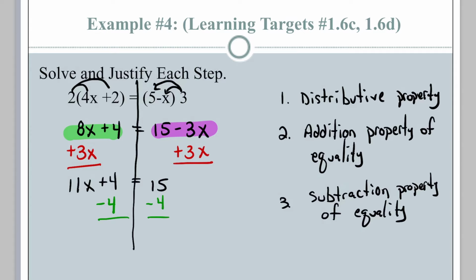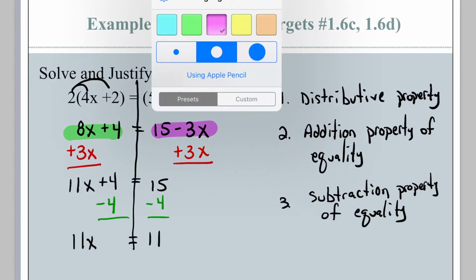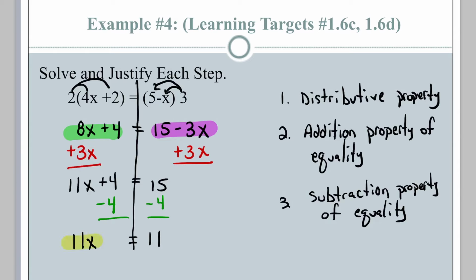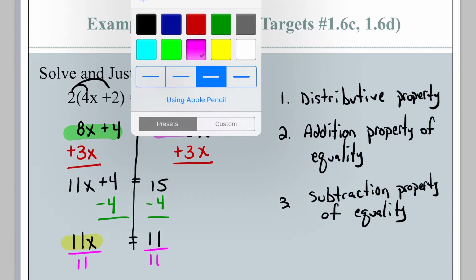And when I simplify that, 4 minus 4 is 0. I end up with 11x. 15 minus 4 is 11. And now I only have one term on each side of the equation. And on the left side of the equation, I have 11 times x. It's an implied multiplication. Well, the inverse operation of multiplication is division. So to undo the operation of multiplication, I'm going to divide by 11.